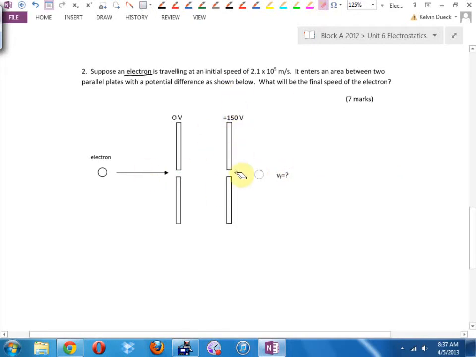Now someone at the tutorial said, hey, Mr. Dewick, wouldn't it slow down and want to get sucked back to the positive? Maybe we've got some kind of an insulator here. Maybe there's no electric field getting out, or maybe I'm just in my imaginary physics world giving you a nice little question. Is there a change in height? Is there a change in speed? This is a job for conservation of energy.